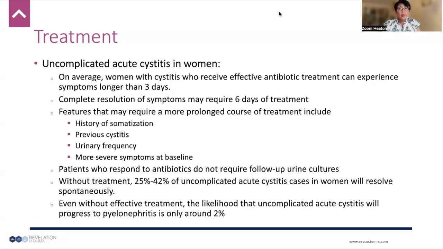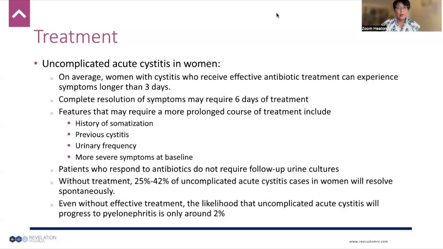Okay, in uncomplicated acute cystitis in women, on average, women with cystitis who receive effective antibiotic treatment can experience symptoms longer than 3 days. Complete resolution of symptoms can require 6 days of treatment, and features that may require a more prolonged course of treatment include a history of somatization, previous cystitis, urinary frequency, more severe symptoms at baseline, and patients who respond to antibiotics do not require follow-up urine cultures.